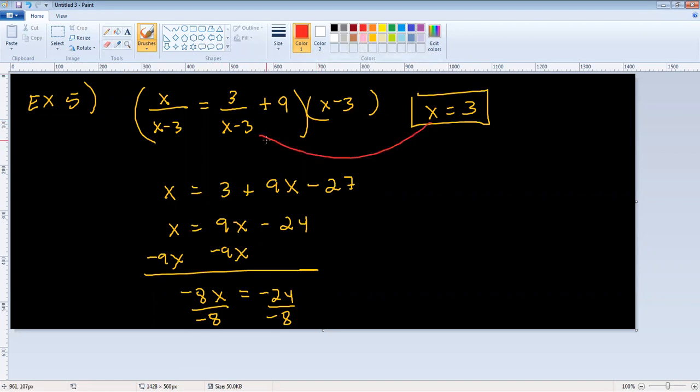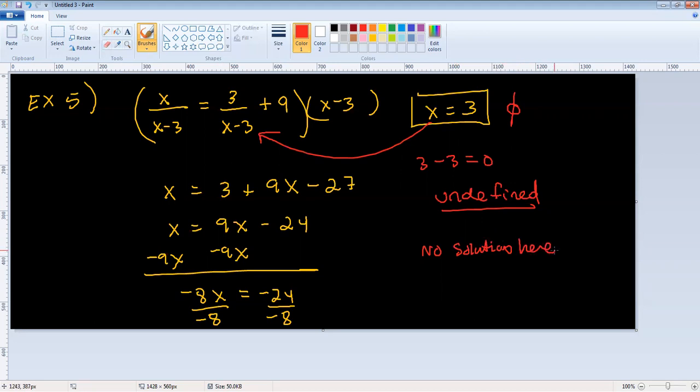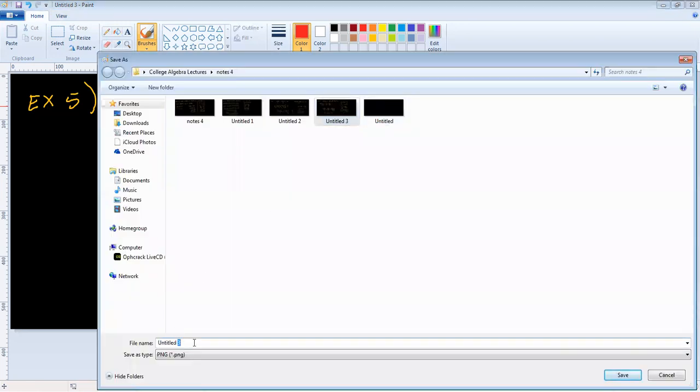I did this before, but it didn't work. If we take this 3 and we plug it into here, 3 minus 3 is equal to 0, undefined. And if it's undefined, then you have no solution. Okay, so no solution now. Okay, so that's how we're going to do that one.